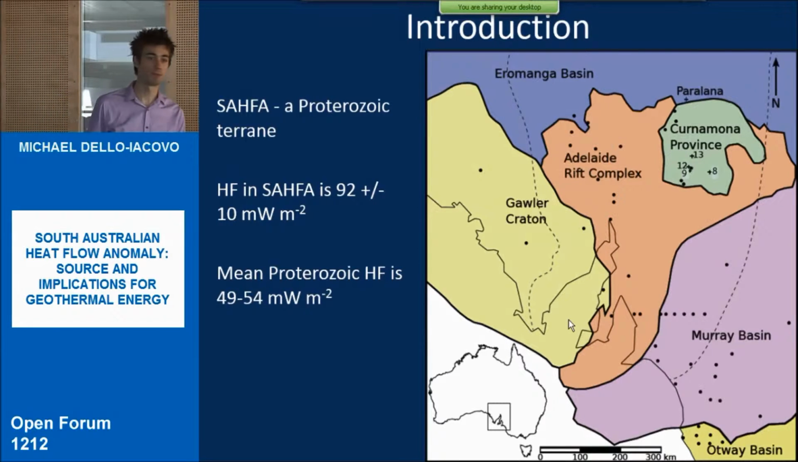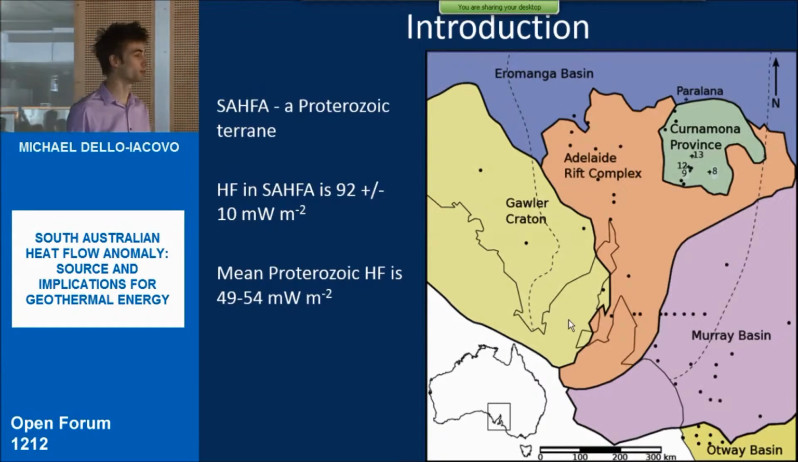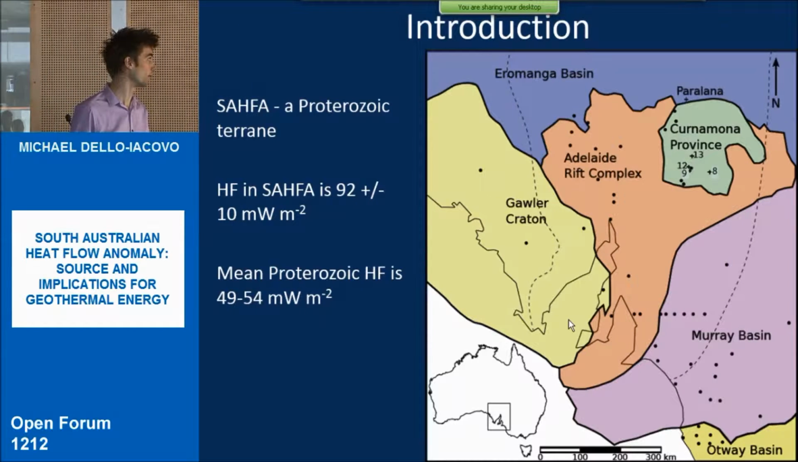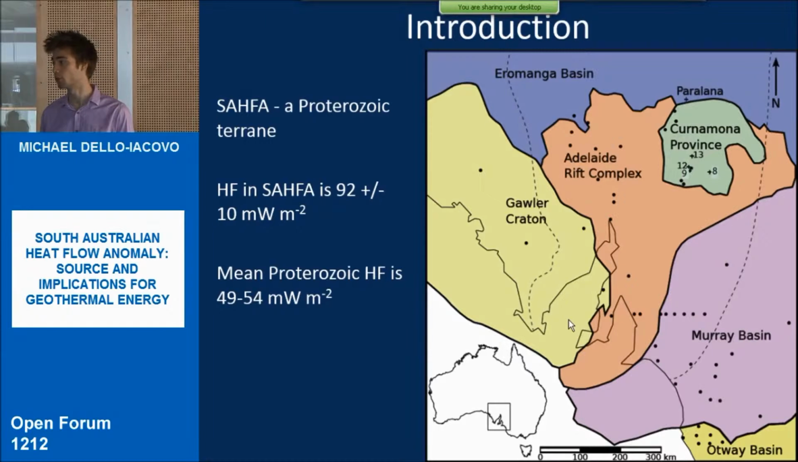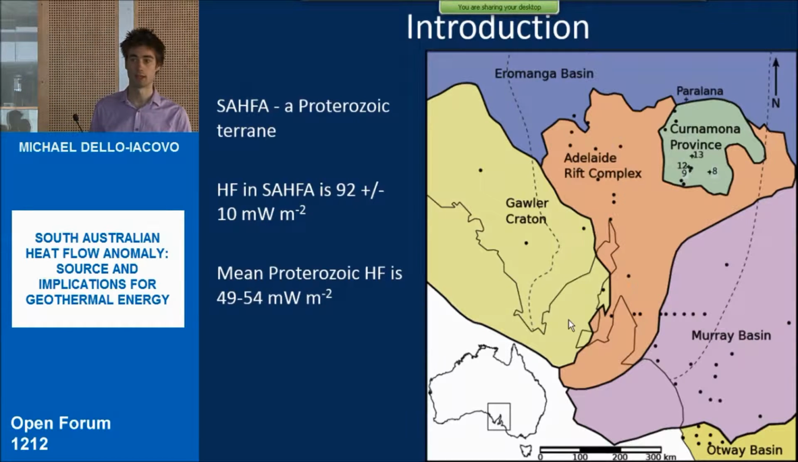And the main purpose of my study was to try and determine the source of this elevated heat flow. In the literature, there's been debate around 2 possible sources for this, either an elevated deep mantle-based heat flow or an elevated shallow crustal radiogenic heat flow.